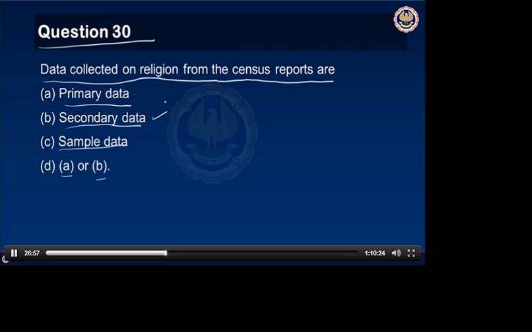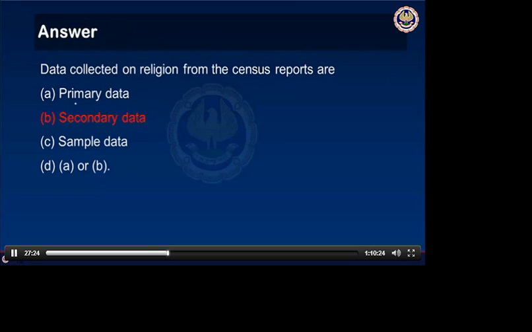Now, first of all, we must know what is primary or secondary data. We can classify the data either as primary or secondary. The data which are collected for the first time by any investigator or any agency are known as primary data. Whereas data are known to be secondary if the data has already been collected and is used by different persons or agencies. So let's look at this. Data collected on religion from a census report means it is secondary data. Somebody collected the census report data, and then we found the religion from the census report. So it will fit in as secondary data.